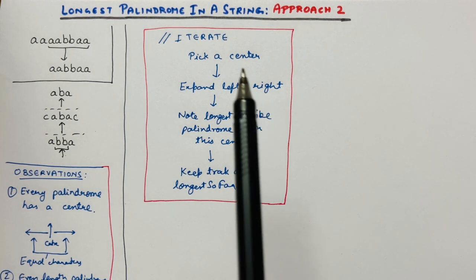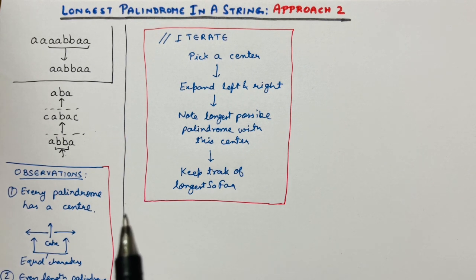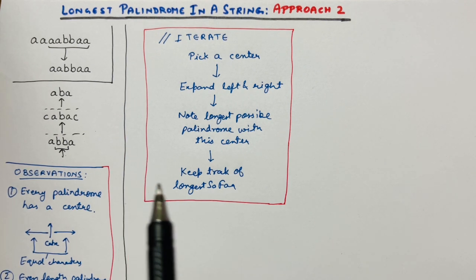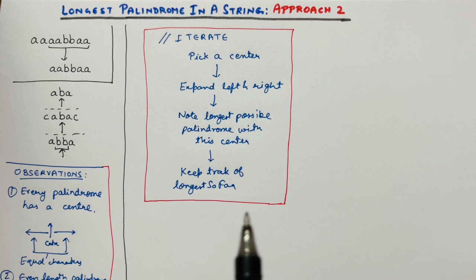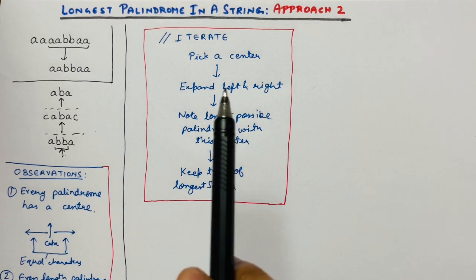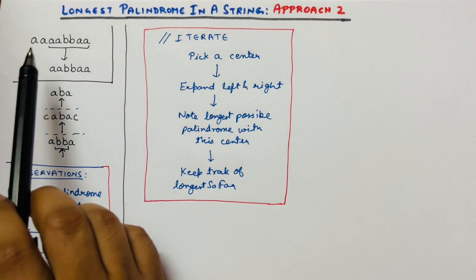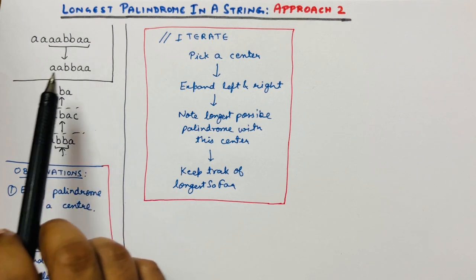We could pick all possible centers, and for every center, we could expand towards left and right and make note of the longest possible palindrome formed with this center. And we can then return the longest palindrome found among all of these. How do we pick a center one by one? We can simply iterate over the string from left to right.